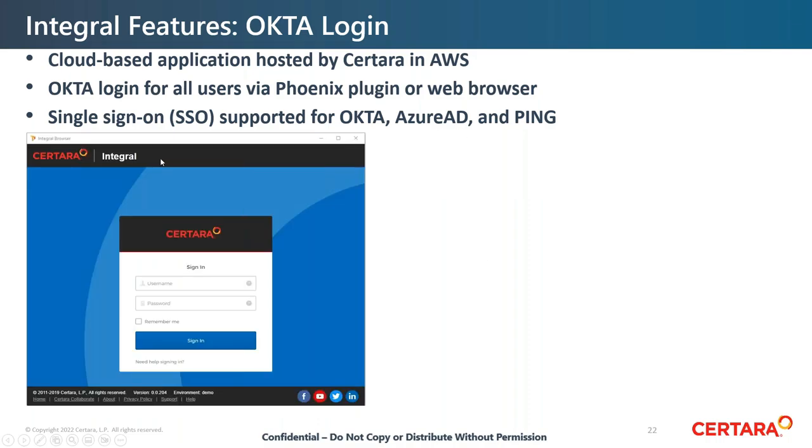And then what the user sees when they log in is this login screen. The username is typically the email address of the person who's accessing the system, and then their own password. So by default, you just specify your own password. However, we can configure Integral to support single sign-on.